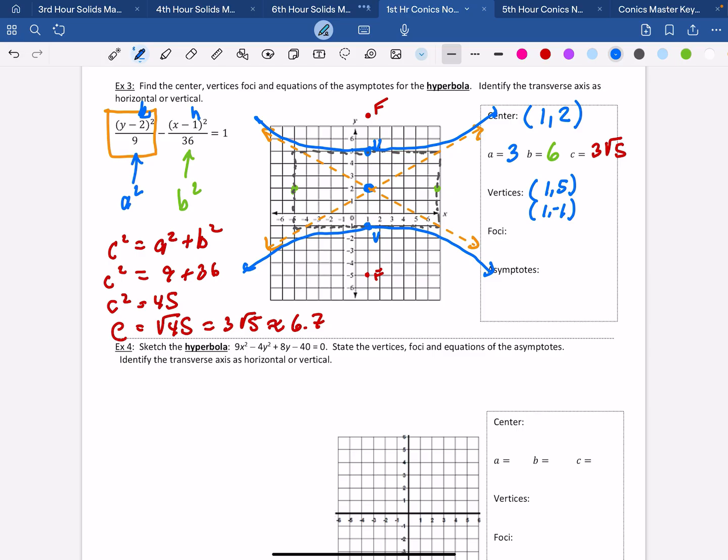The foci, same thing. It is the distance from the center. Again, keep in mind over here that the x values do not change. When you're naming those points, you're only changing the y values. And so we're at 1, and the y value started at 2, but we're going to go up plus, so adding 3 root 5, but we're also going to subtract 3 root 5, and that'll get us to each one of those locations. All right, we'll make a prettier 5 there. There you go. All right, your asymptotes.